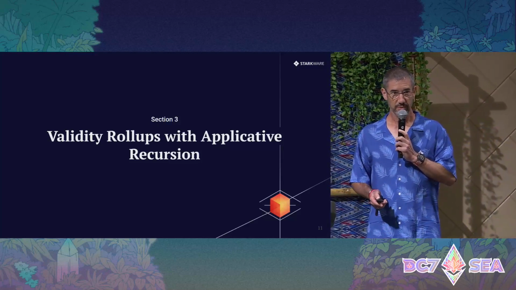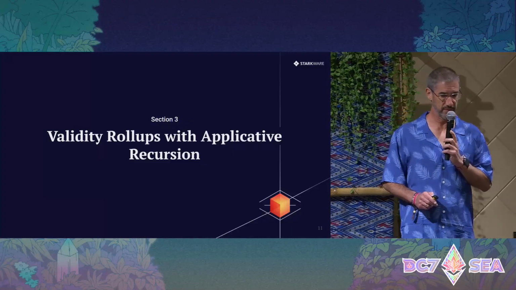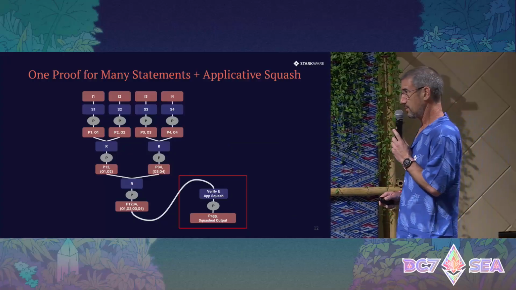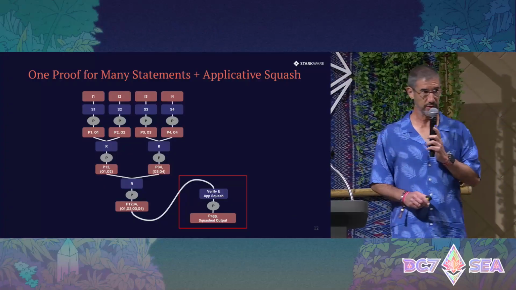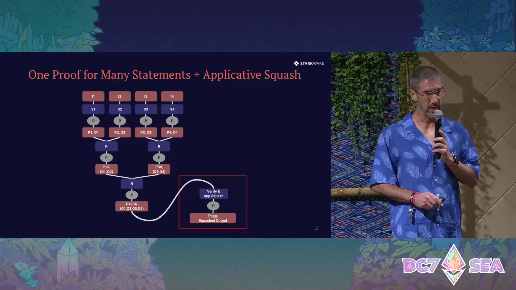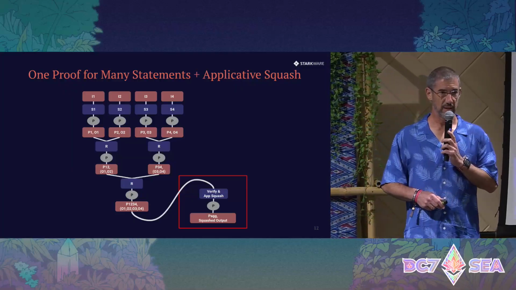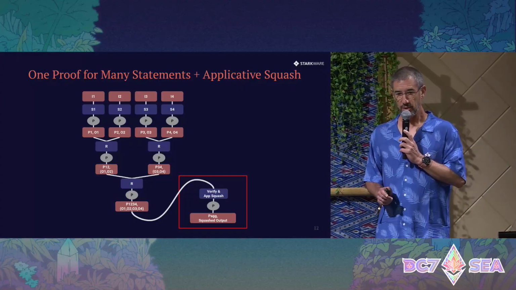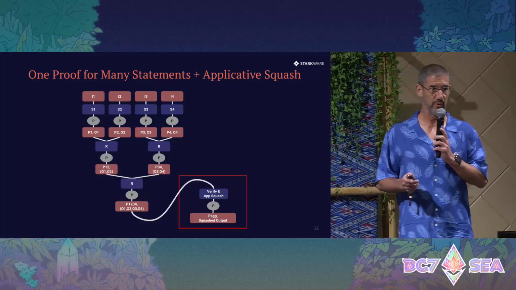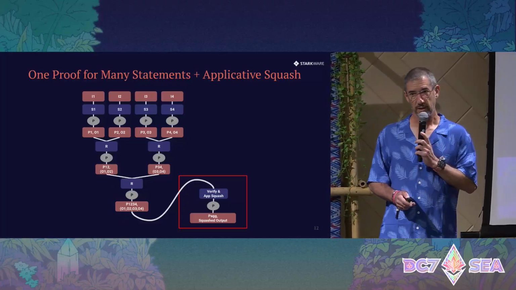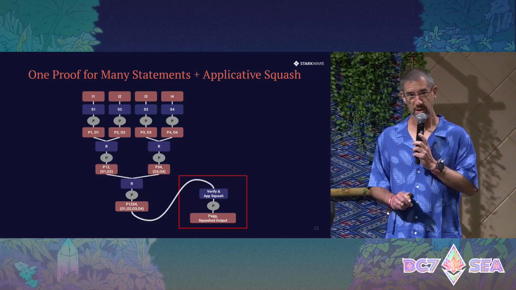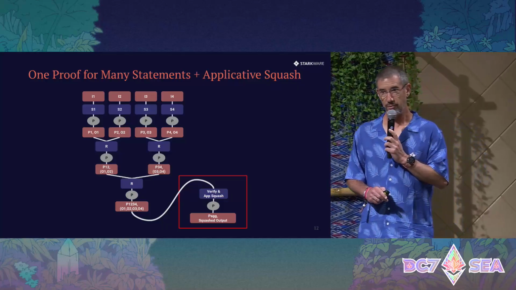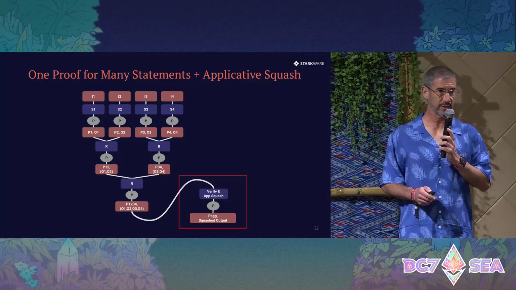We want to build something which we call applicative recursion. So let's define applicative recursion roughly in the following way. Here you see again the same recursive proving tree that we had before. We have 4 input statements. We combine them together into a single proof with 4 outputs. With applicative recursion, the difference from regular recursive proving is that here we're going to assume that all the statements come from a single application, so they have some kind of common semantics. For instance, these are 4 proofs of blocks coming from the same rollup.